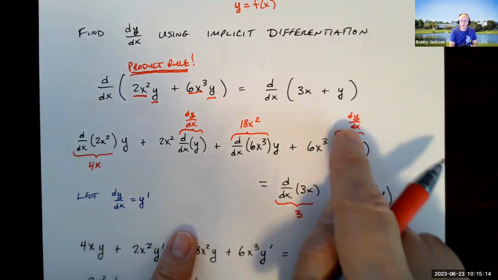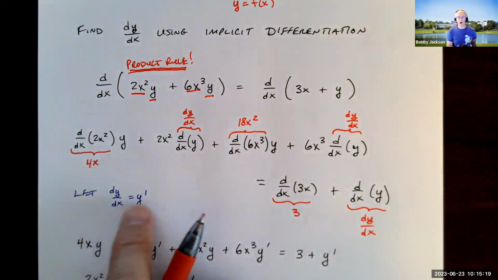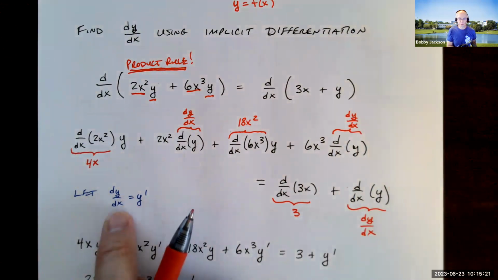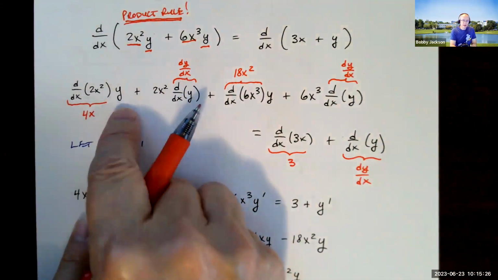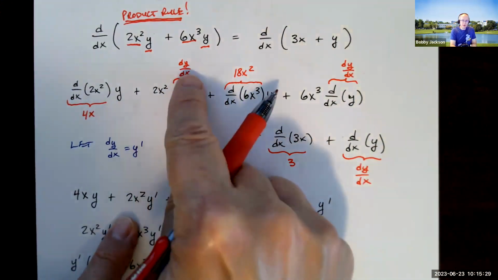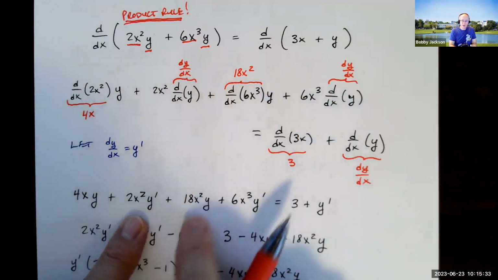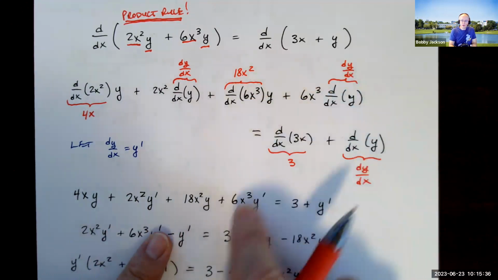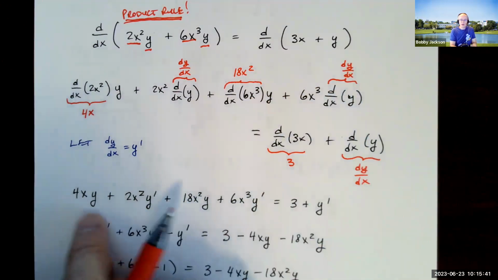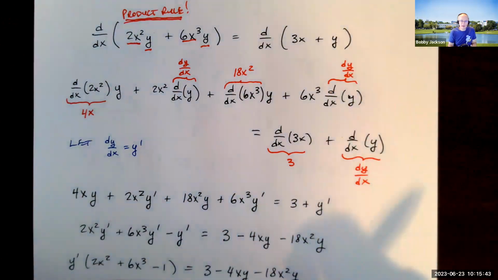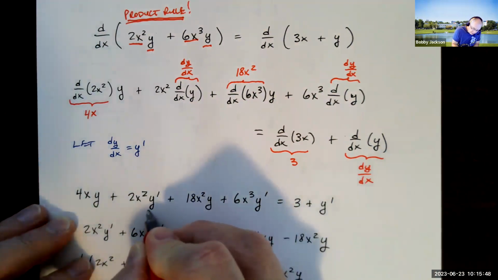Okay, so we could use this Leibniz notation, the dy over dx notation. I'm just going to simplify things by letting y prime be dy over dx. So what do I have? 4xy, 2x squared dy over dx, which I'm going to write 2x squared y prime, 18x squared y, 6x cubed y prime equals 3 plus y prime. So here's the equation I have after I differentiate with respect to x. And what I'm looking for is y prime, okay?